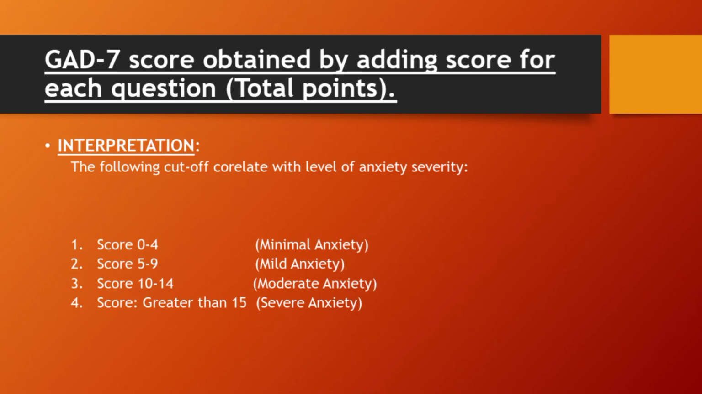Test interpretation. Add all scores obtained for each question. If your score ranges from 0 to 4, your anxiety level is minimal. If your score ranges from 5 to 9, you have mild anxiety. If your score ranges from 10 to 14, you have moderate anxiety. If you have a score greater than 15, it means you have severe anxiety.